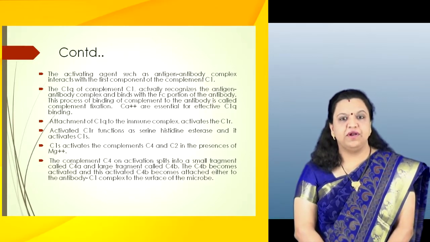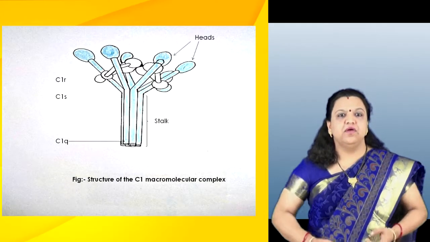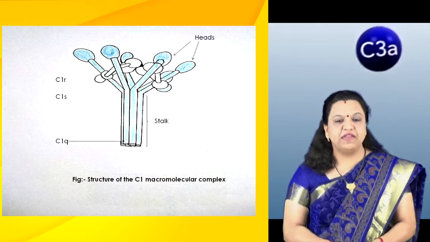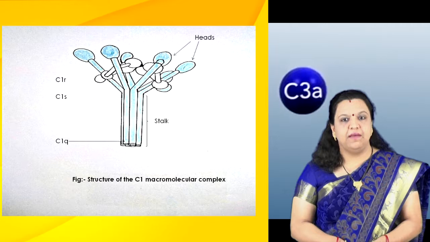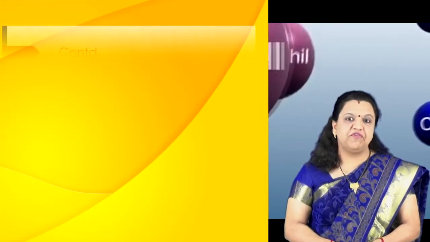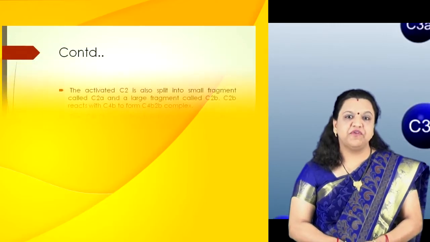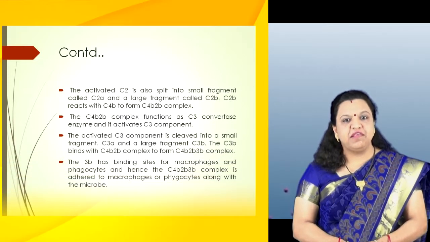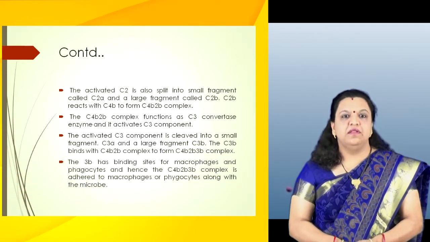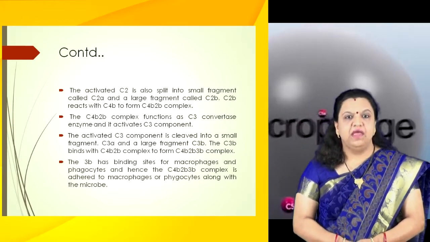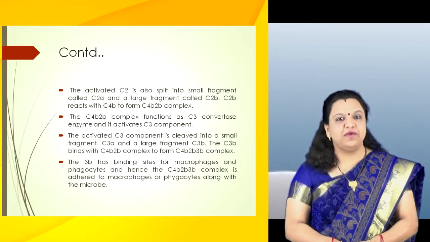The complement C4 on activation splits into a smaller fragment called C4a and a larger fragment called C4b. The C4b becomes activated and the activated C4b becomes attached either to the antibody C1 complex or to the surface of the microbe. The activated C2 is also split into a small fragment called C2a and a larger fragment called C2b. C2b reacts with C4b and forms a C4b-2b complex. This C4b-2b complex functions as C3 convertase enzyme and it activates the C3 component.